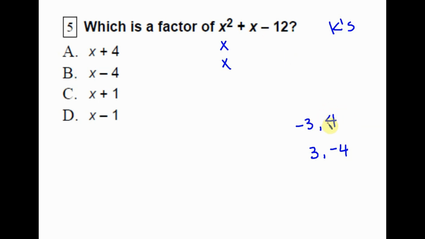Negative 3 plus 4 will get you positive 1, where in this case, you get negative 1. So my numbers are going to be negative 3 with 4. In that case, I will have x minus 3 times x plus 4. What they're asking is, which one is the factor of them? Since you don't see x minus 3 as one of the options, all I got is A, and that's going to be the answer for number 5.